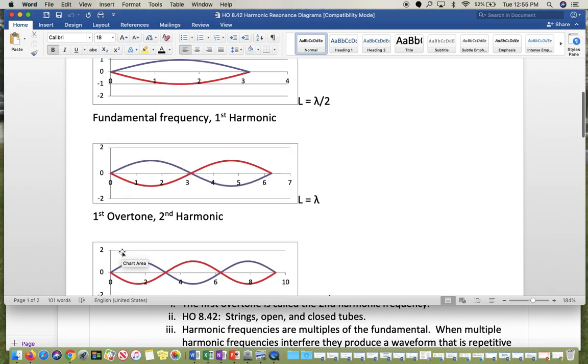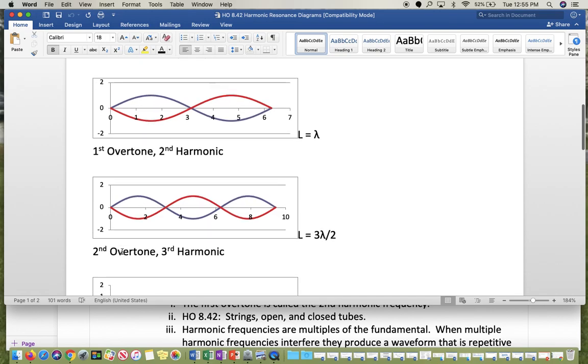We can continue adding half waves by increasing the frequency more and more. And now we have 3/2 of a wave. So the length of this string is 3/2 of lambda. Okay, so this is the second overtone of the fundamental, or otherwise called the third harmonic frequency.